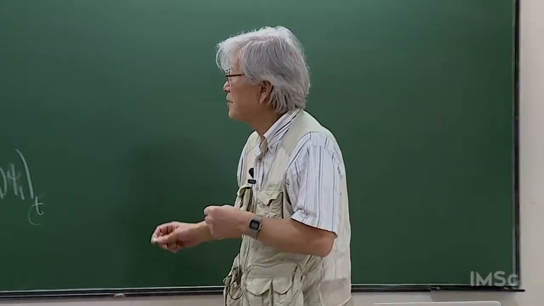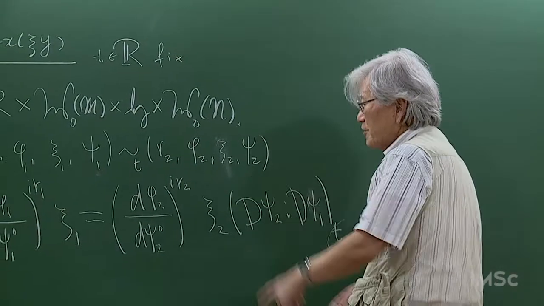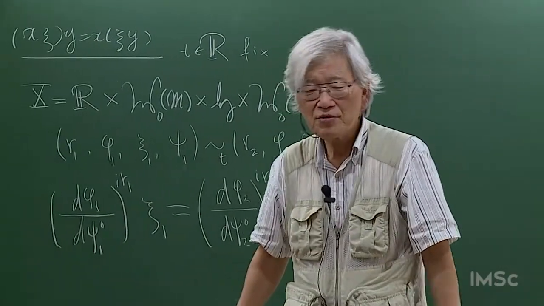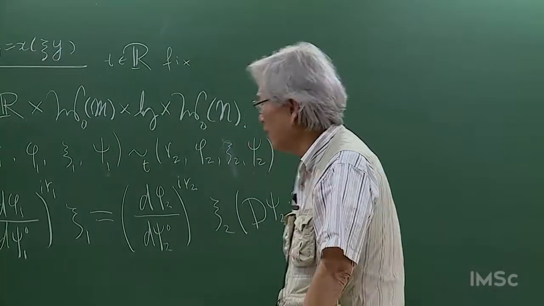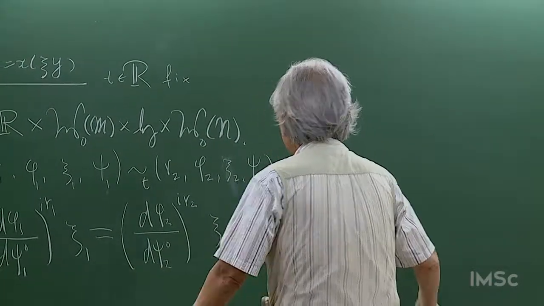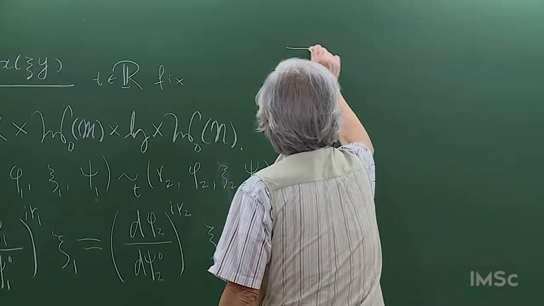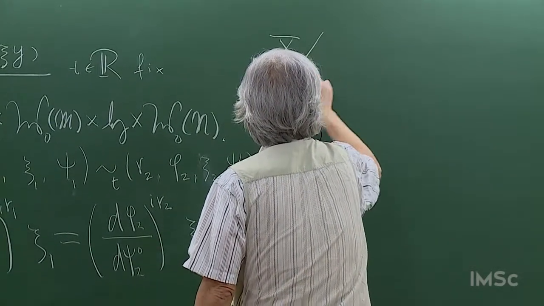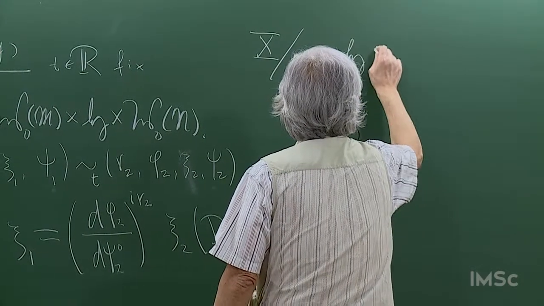Now we define, and you prove, that this is an equivalence relation, or we have a chain rule. And this X divided by this equivalence relation will be H of T.